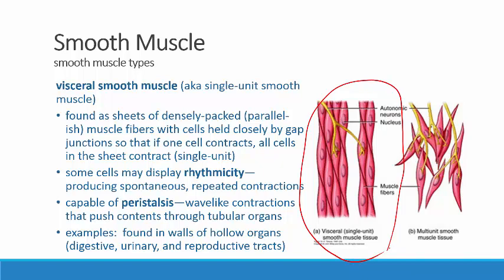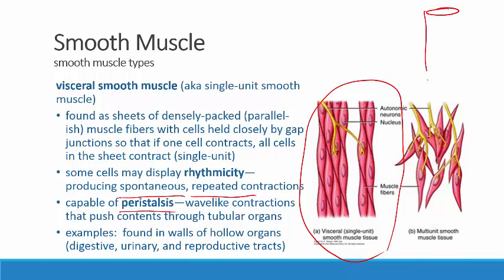Frequently, they will display rhythmicity. That means that they can generate spontaneous, rhythmically repeated contractions on their own. And so this allows them the capability of something like peristalsis, where wave-like contractions will push the contents through tubular organs.